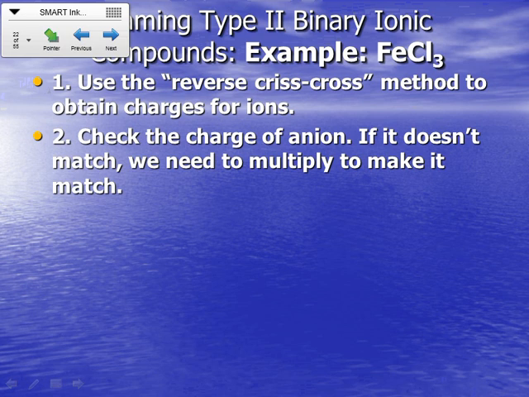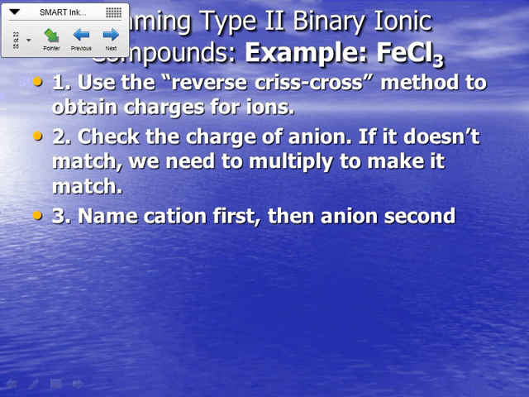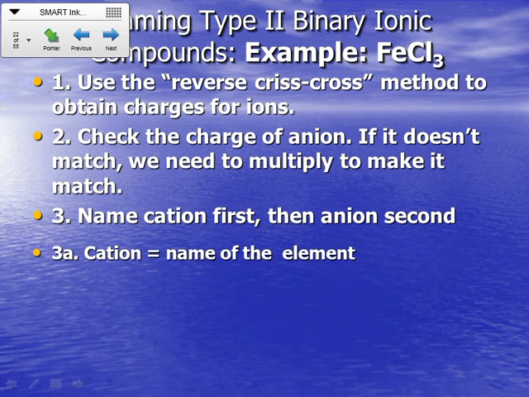Name the cation first. Okay, I took off these two things because these are both involving the reverse crisscross method, okay? So use the method that I showed you instead. I think that's better, okay? Name the cation first, then the anion second, just like we did before. Cation, the positively charged ion, always goes first. The anion always goes second.